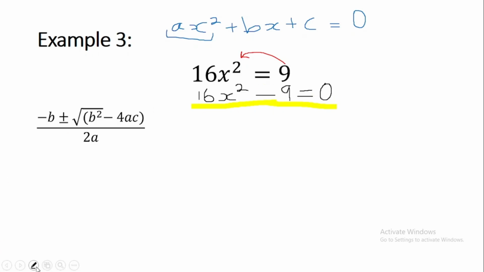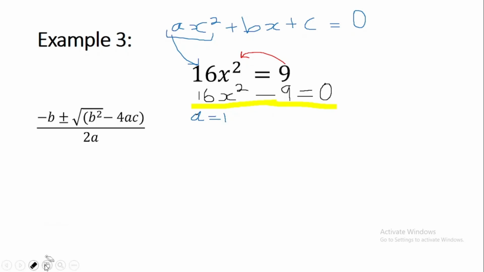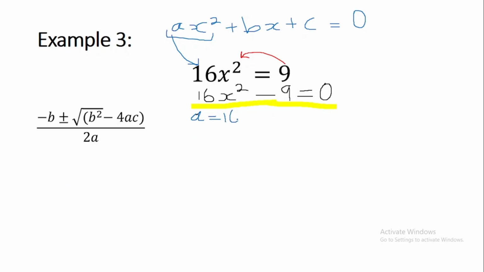So my A is going to be equal to 16, because that is the coefficient of x squared. So it's going to be 16. My B now.